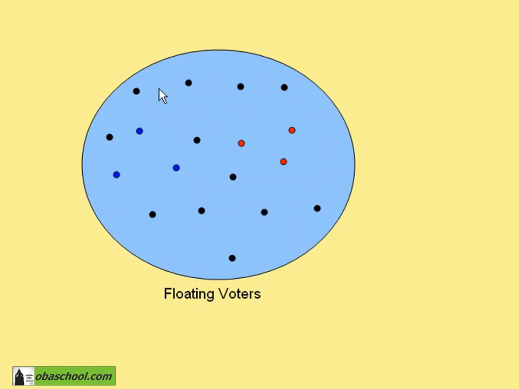However, as we can see here, within our group of floating voters, we have some definite Conservative voters and some definite Labour voters. If we were taking a sample of size 3 from this group, and we chose this group here, this may well give us a biased opinion, since 2 of our 3 are definite Labour voters. This sample would not therefore be representative of this entire population.